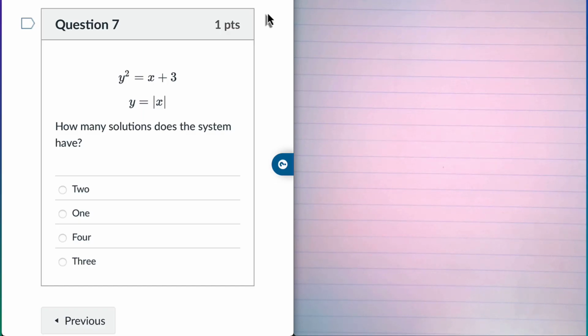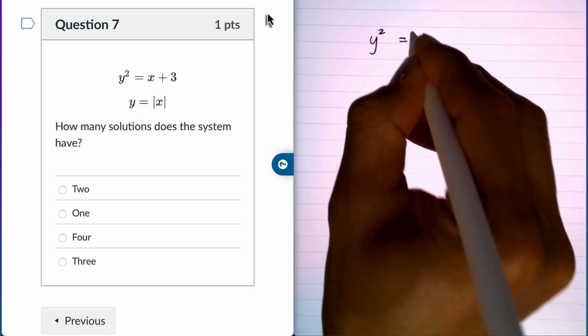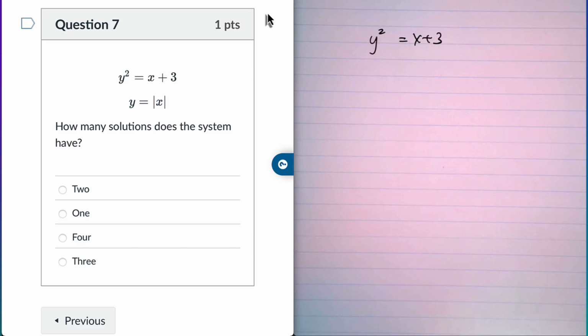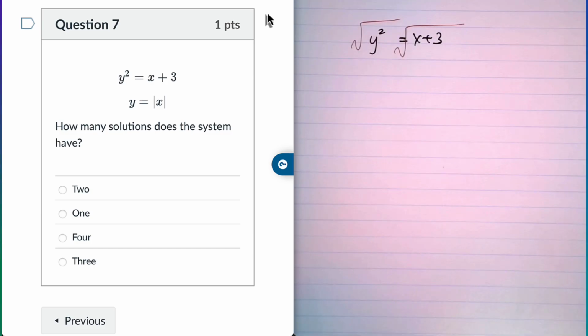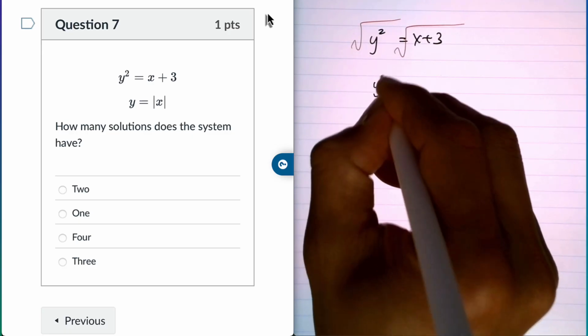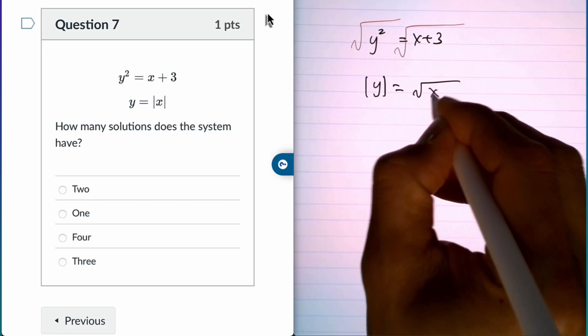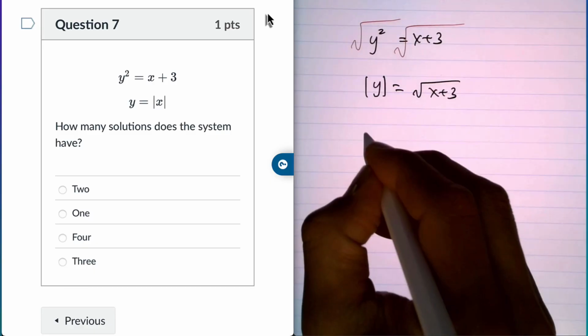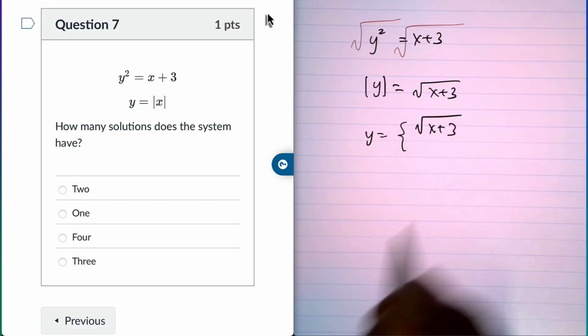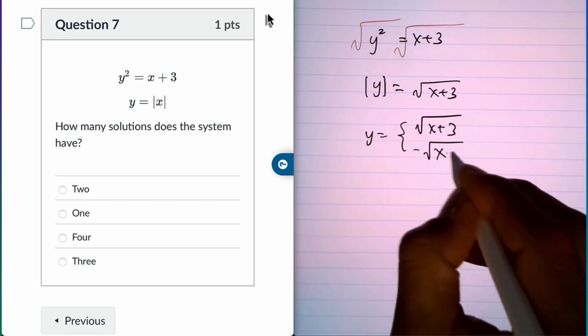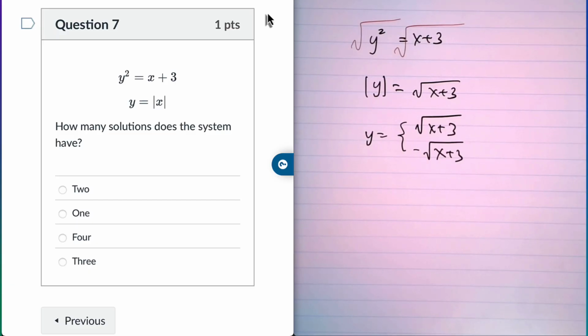So I got the y squared on the left side, and I just want to find the explicit y. And to do that, simply put the radical on both sides. Then we get absolute value of y equals square root of x plus 3, which means that you can have y equals radical x plus 3 or negative radical x plus 3. So both are possibilities for this equation.